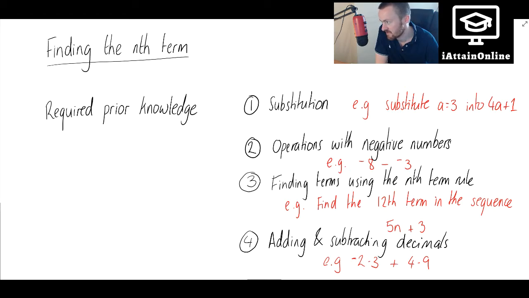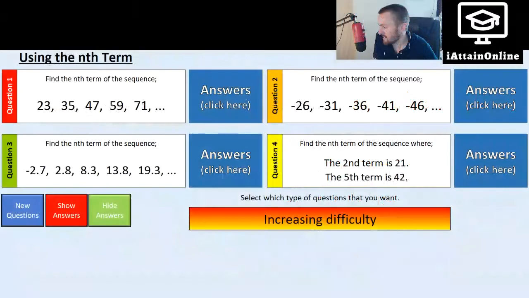These are just areas that I've thought about that are required to be able to access some of this work. So if you are unsure about substitution, operations with negative numbers, using the nth term rule to find a term in a sequence, or adding or subtracting decimals, this video maybe isn't quite right for you just yet. You need to go away and have a look at those topics. The question generator that I've made, I'll go through that again at the end, but it's fully what we call differentiated, so there are levels of different difficulties that you can have a look at.